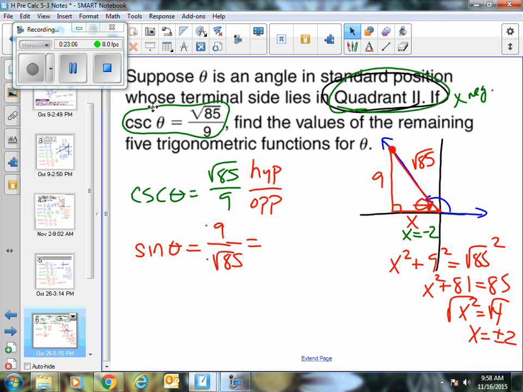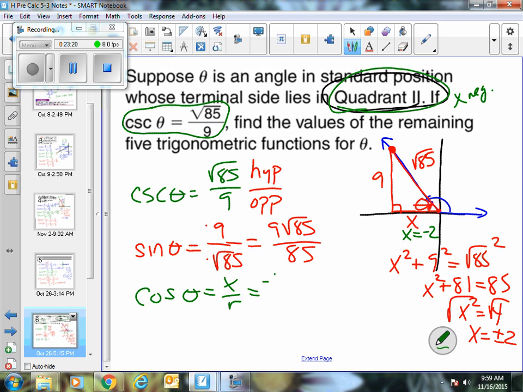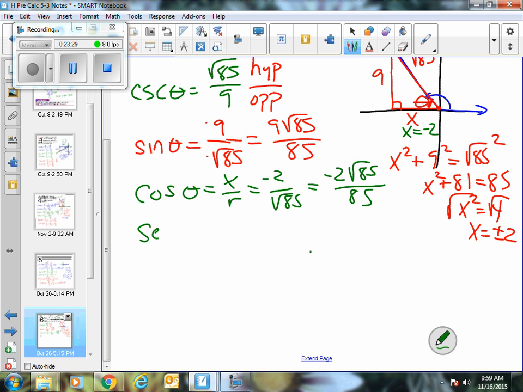Okay, so let's go back and we're going to write all the other trig ratios that we know. Sine we'd already started because I know they gave me cosecant, so I could just flip it. The only thing to finish off sine is just go ahead and rationalize it. All right, let's do cosine. So cosine x over r would be negative 2 over the square root of 85. Can't simplify it, so just go ahead and rationalize. And then we've got secant is r over x then. So flip that first one. We didn't have to simplify it all, so we can go ahead and just flip it. So both of those would be negative because you're in quadrant 2.